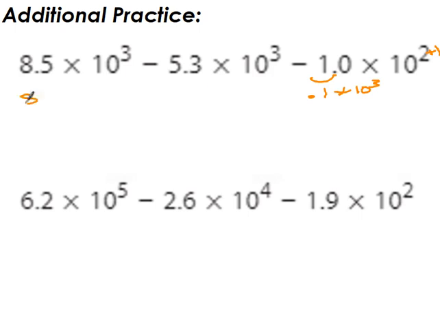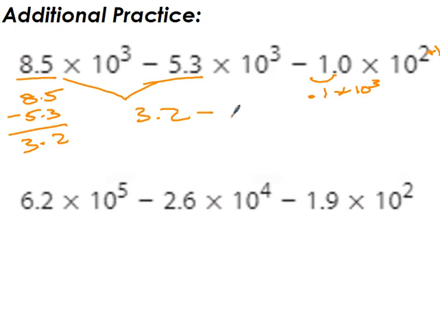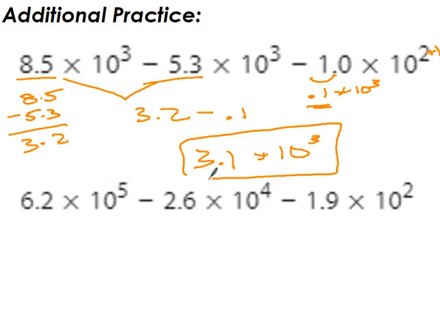So I'm doing 8.5 minus 5.3. I'm going to do that subtraction real quick. And I got 3.2. So I just did 8.5 minus 5.3, and that gives me 3.2. And then I got to subtract 0.1 from 3.2 because now I got to do this one. And that's 3.1. And that's again times 10 to the third power.